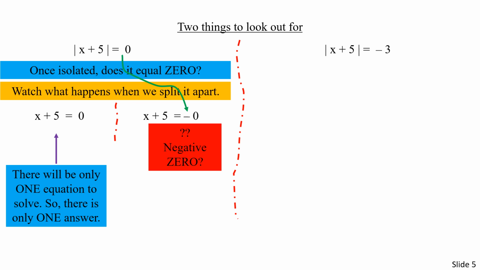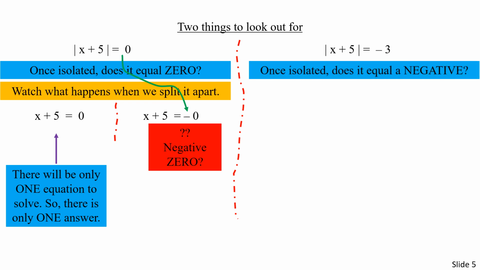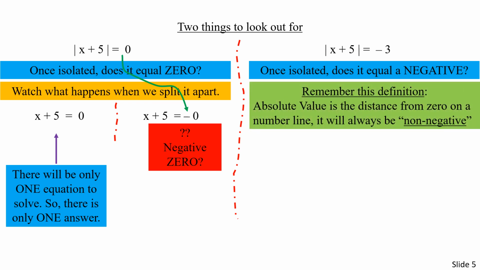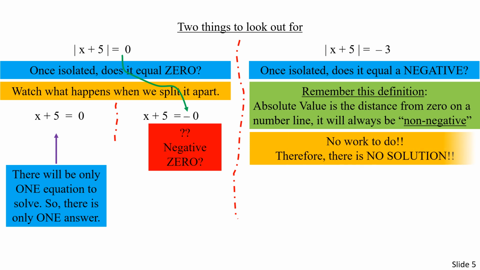Here's one. The absolute value of x minus 5 equals -3. Once isolated, does it equal a negative? Well, the definition of absolute value is distance from 0, and it will always be non-negative. So as soon as it equals a negative, it can't be. But let's work it as if we could do it. See what happens.